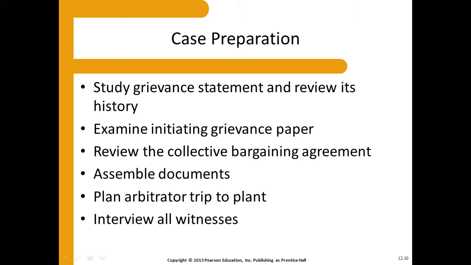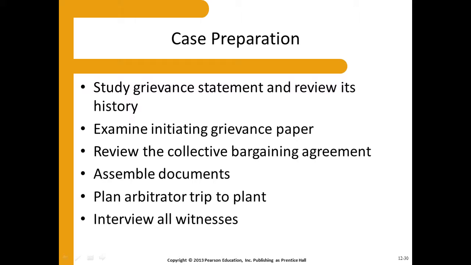Once a grievance has reached the point of arbitration, both parties have gone through several steps of discussions and negotiations to resolve the issues. The issues disputed by the parties usually have been well defined by the time the case reaches arbitration. And so, in order to prepare for arbitration, the American Arbitration Association recommends these steps in hearing preparation. Study the grievance statement and review its history, examining the initiating grievance paper. It might be found, for instance, that although the original grievance contains many elements, the arbitrator under the contract is restricted to resolving only certain aspects. Review the CBAs from beginning to end, assembling the documents and papers for the hearing.